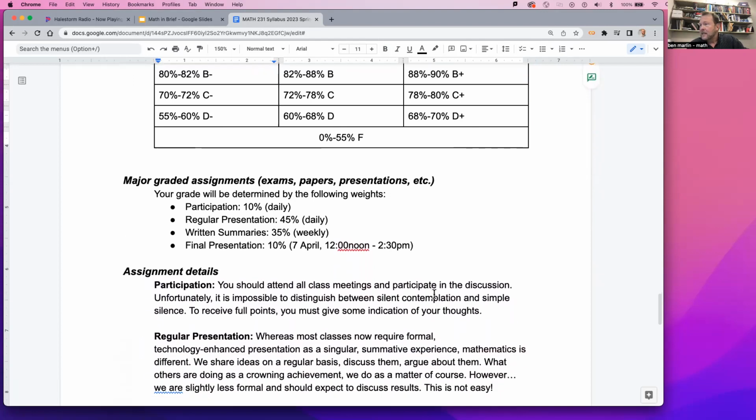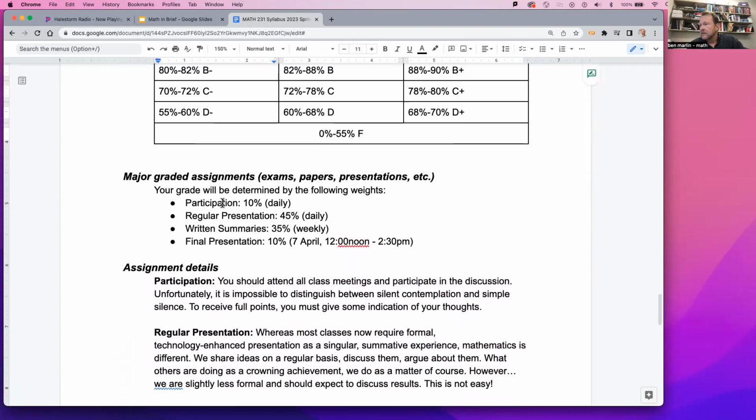The major graded assignments. Let me just say something, that participation is basically just showing up and not being asleep. It's 10% of your grade. It doesn't count for that much of a thing, but it's something where it's easy to get a few points.